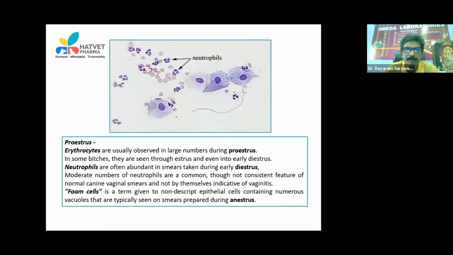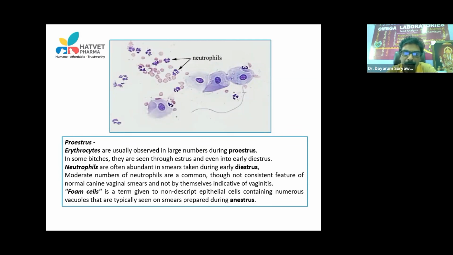Then proestrus. Proestrus is characterized by the presence of erythrocytes, neutrophils, and foam cells. Here in proestrus, you can see the erythrocytes are usually observed in large numbers. In some bitches, they are seen through estrus and even in early diestrus. The neutrophils are often abundant in smears taken during early diestrus.